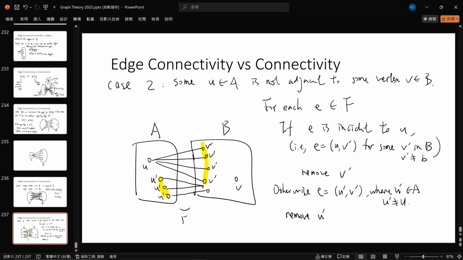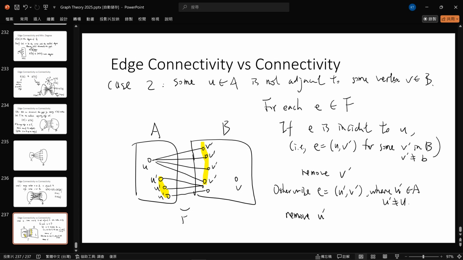So these highlighted vertices are the vertices that we remove to disconnect the graph. Okay, so there are two things that I need to explain. First, is the graph disconnected after we remove these vertices? So that's the first point.